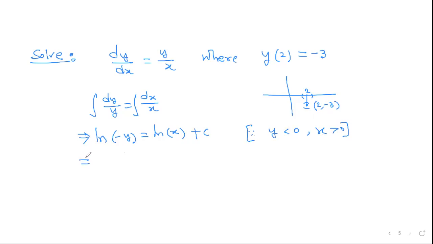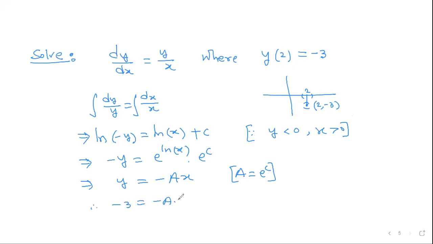Basically, from here, if you take the exponential, negative y equals e to the power ln x times e to the power of the constant. So we get y equal to negative a times x, where a equals e to the power of the constant, which is again a constant. Now we apply the initial condition. Then -3 equals negative a times 2, so a equals 3 over 2. So we get y equals -3/2 times x. All right, so this is the solution for this differential equation, at least here.